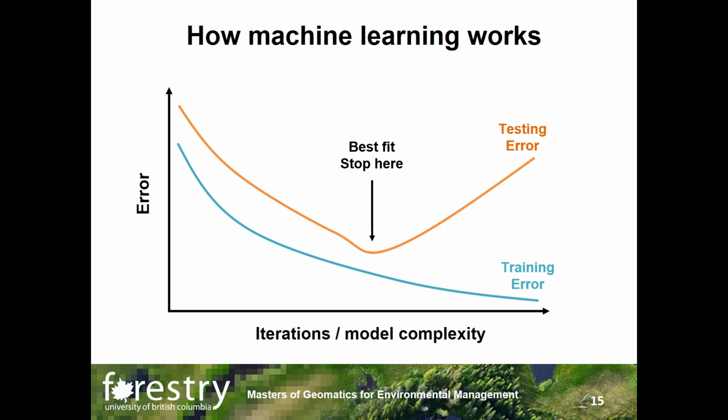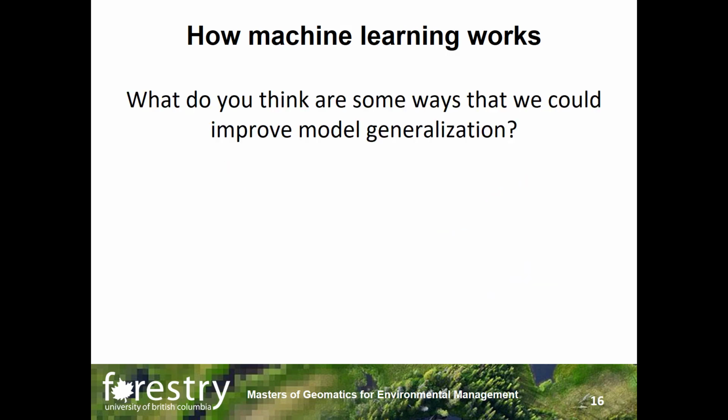If we stop too early, or we do not train the model using sufficient iterations, then we run the risk of underfitting our model. If we continue to train the model beyond this inflection point, then we run the risk of overfitting our model. In other words, there is a sweet spot in the learning process where our model is sufficient and is able to generalize to new data. We definitely do not want to overfit our model. So what do you think are some ways that we could improve our model generalization?